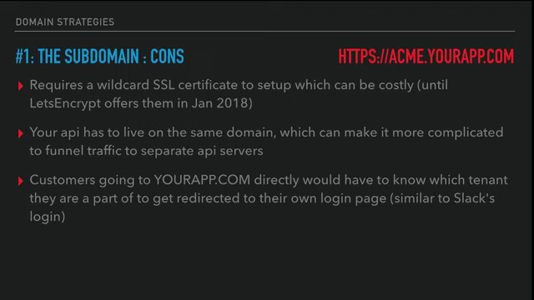Basically, you would have to reverse proxy it and then send it to different servers if you wanted to have specific API servers. The next is that customers going to just the plain yourapp.com directly wouldn't be able to directly log into your application. They would have to get redirected to their own subdomain. So if you've used Slack before, you've seen this where they ask you for your team name. And what they're doing at that point is just redirecting you to teamname.slack.com to actually log in.